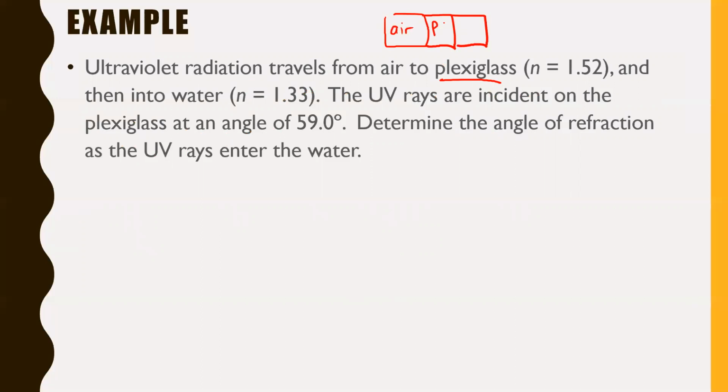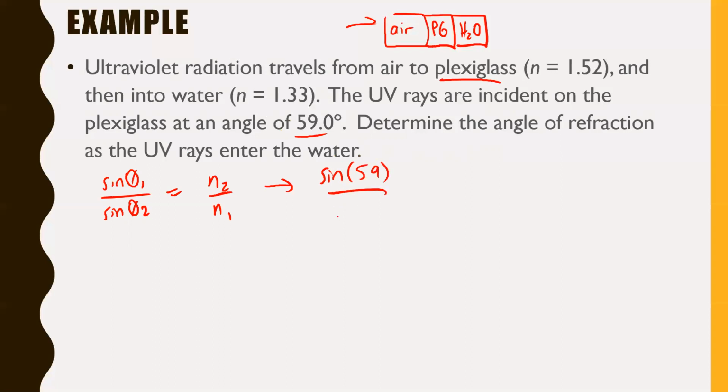Because again, it's going from air to plexiglass and then water, H2O. So it's going through all this. If we want to find our angle of refraction in plexiglass, that angle of refraction is going to become the angle of incidence once it enters the N2. So we can say sine theta 1 over sine theta 2, where 1 is air and 2 is plexiglass, equals N2 over N1. Or in other words, sine of our incident angle, 59, over sine of our angle of refraction, theta 2, which this time it didn't give to us, so that is what I'm looking for here, equals N2, which is 1.52, over N1, which is 1.00.